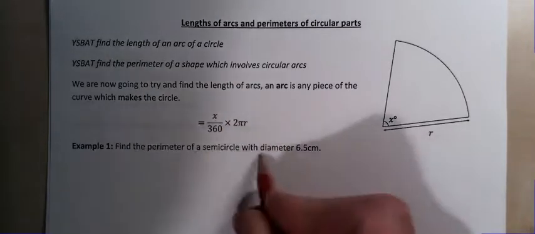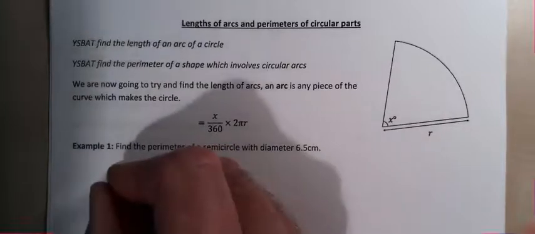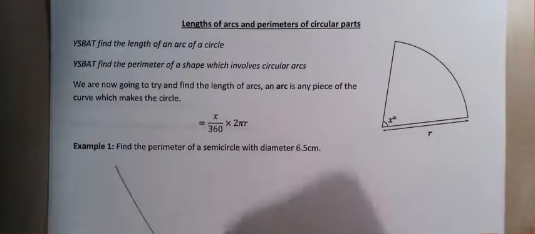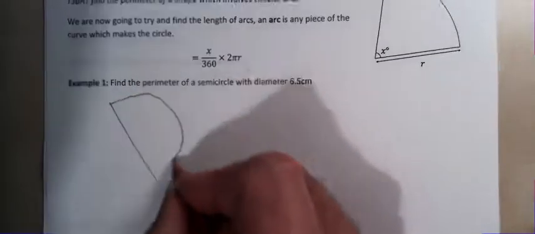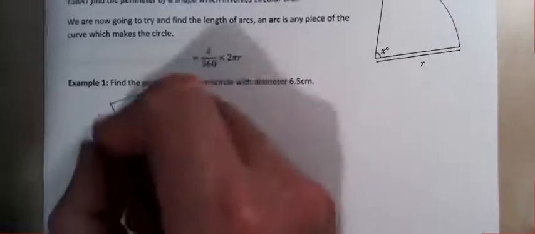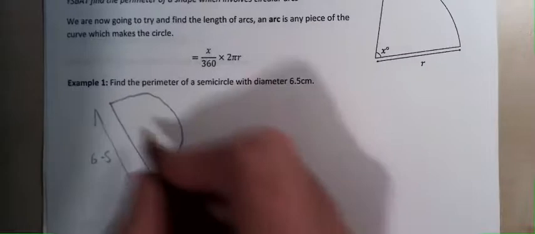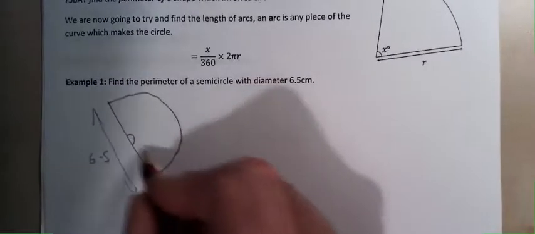So, a semicircle with diameter 6.5. I'm just going to draw a wee diagram here. Probably an awful diagram, but that's okay. And we know that there is 6.5. And what about our angle here? That's going to be 180 degrees then, isn't it?